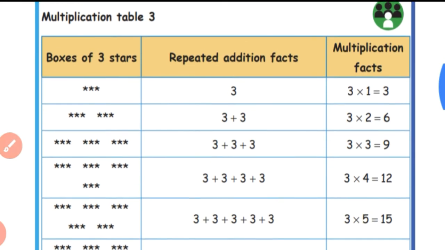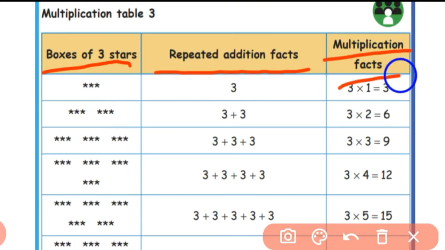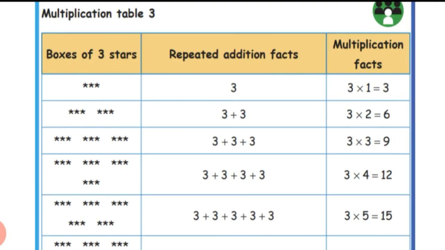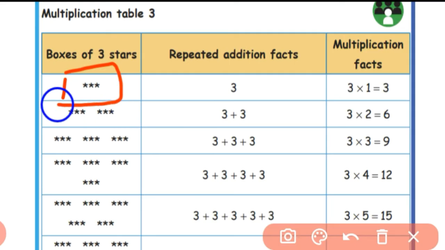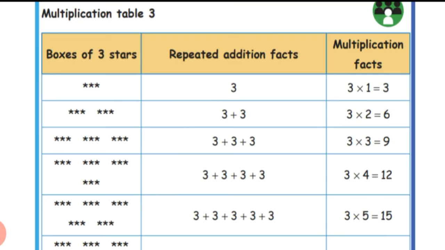Multiplication table 3. Boxes of 3 stars, repeated addition facts and multiplication facts. See here, one box 3 stars. So, repeated addition fact is 3. 3 into 1 is equal to 3. Number of stars is 3. One group and total number of stars is 3.